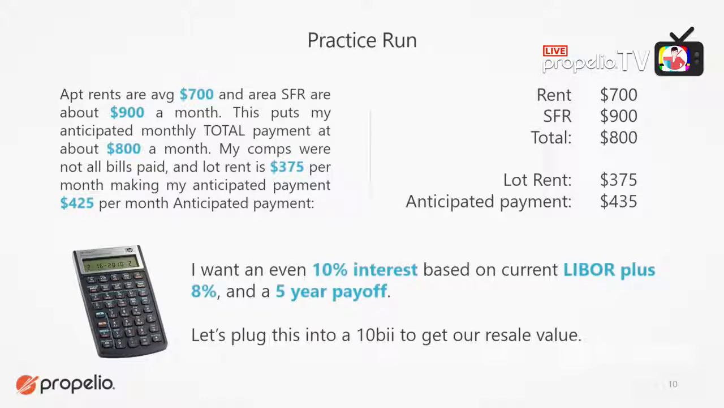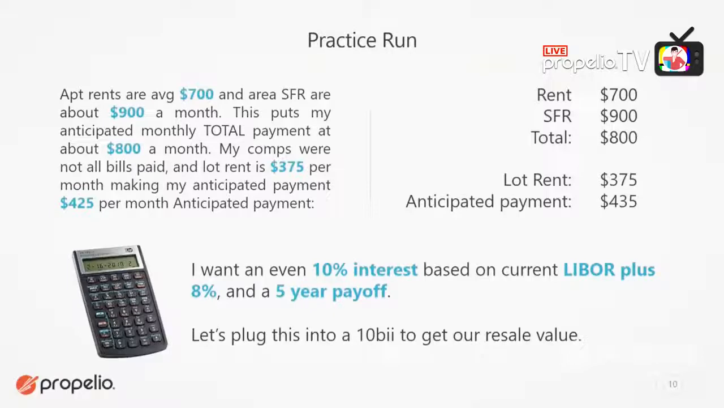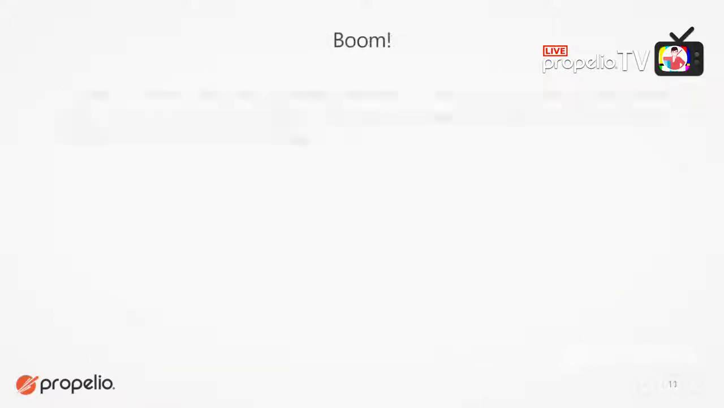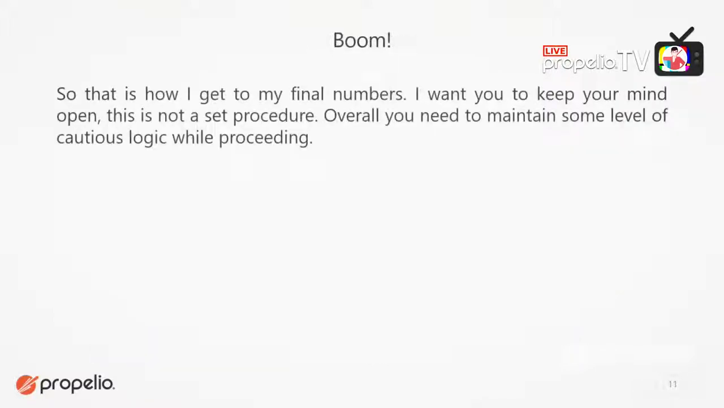So if I take that payment, I know there's a typo up there. It says $435, but it should be $425. If I put $425 into the payment section, I should then be able to tap on PV. And whenever I tap on PV, it should tell me what my resale value is. Once you've gotten that, I'm going to ballpark it somewhere to be $20,000 to $30,000. Okay? I hope you got that. Boom. That's how I got my final numbers.